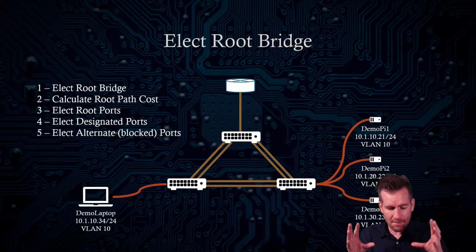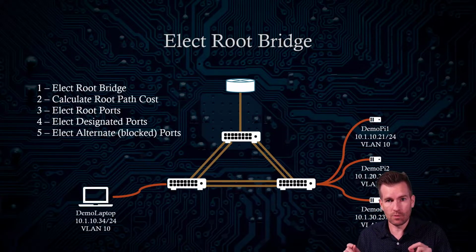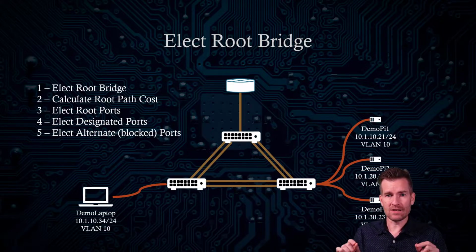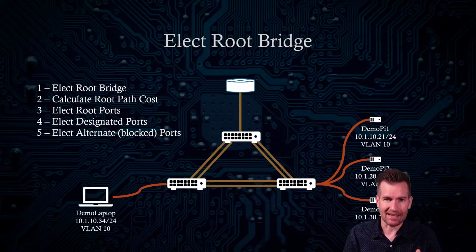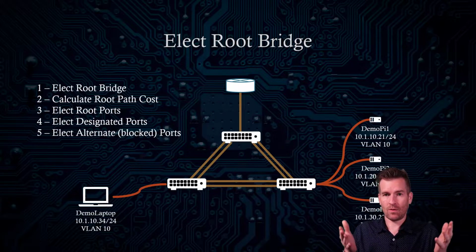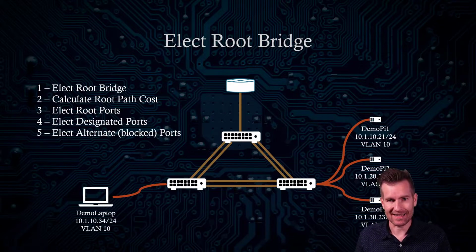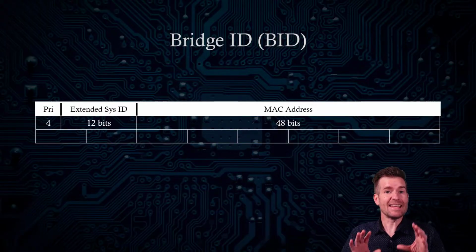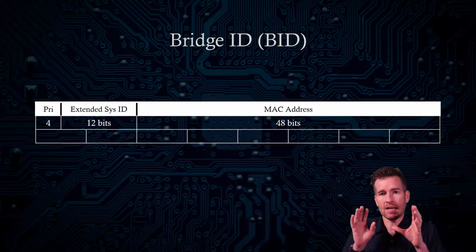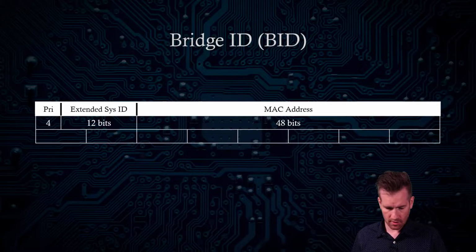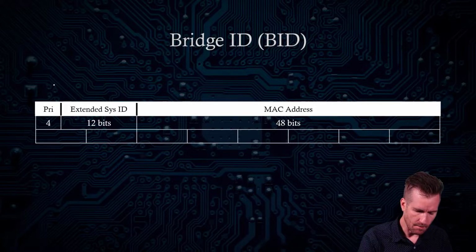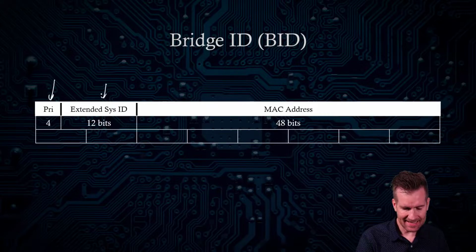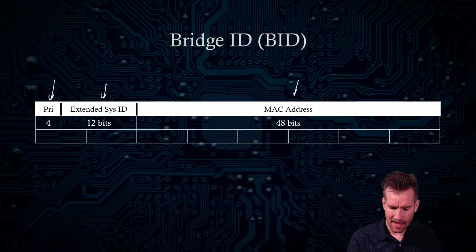So the first step in this is to elect a root bridge. The root bridge is going to be the bridge with the lowest bridge ID. So then that asks the question, well, what is a bridge ID? The bridge ID is 8 bytes long and made up of 3 different components. Those components are the priority, the extended system ID, and the MAC address.